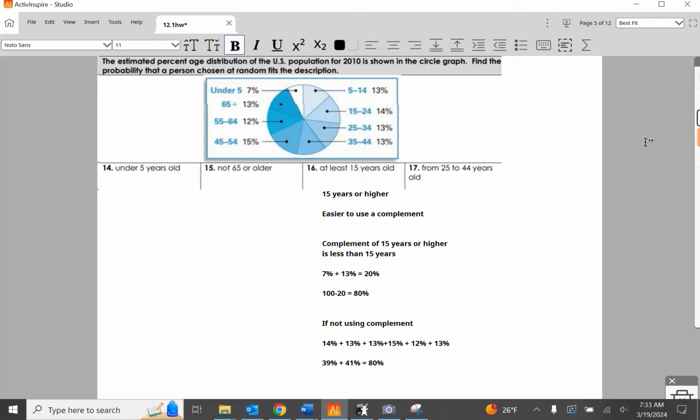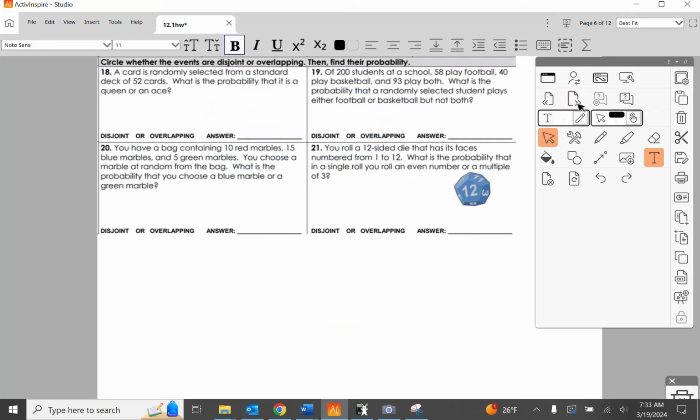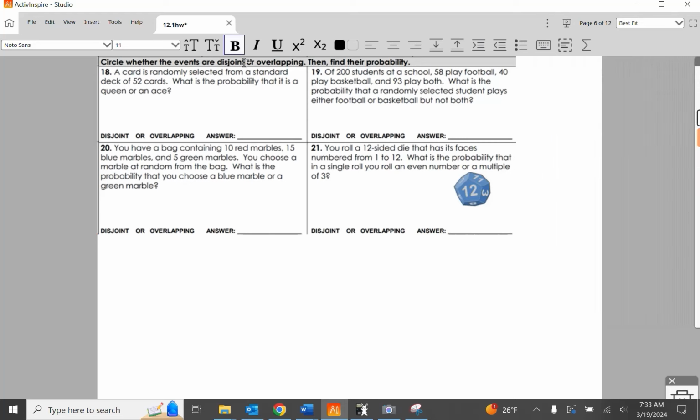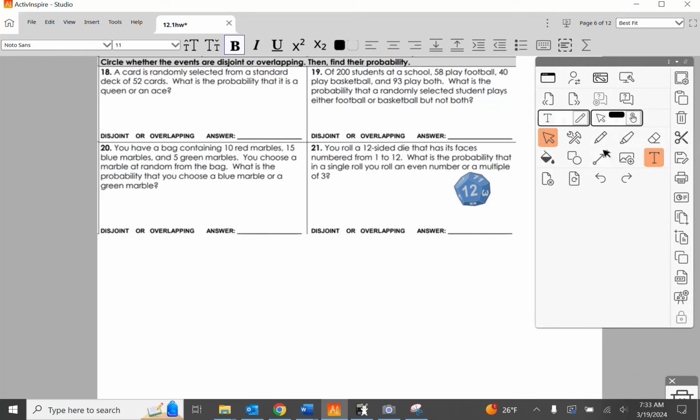So those aren't too bad. Circle whether the events are disjoint or overlapping. Remember, disjoint is independent, overlapping is not mutually exclusive. A card is randomly selected from a standard deck of cards. What is the probability there's a queen or the ace? That is definitely disjoint. Those have no effect on each other. No effect whatsoever on each other.